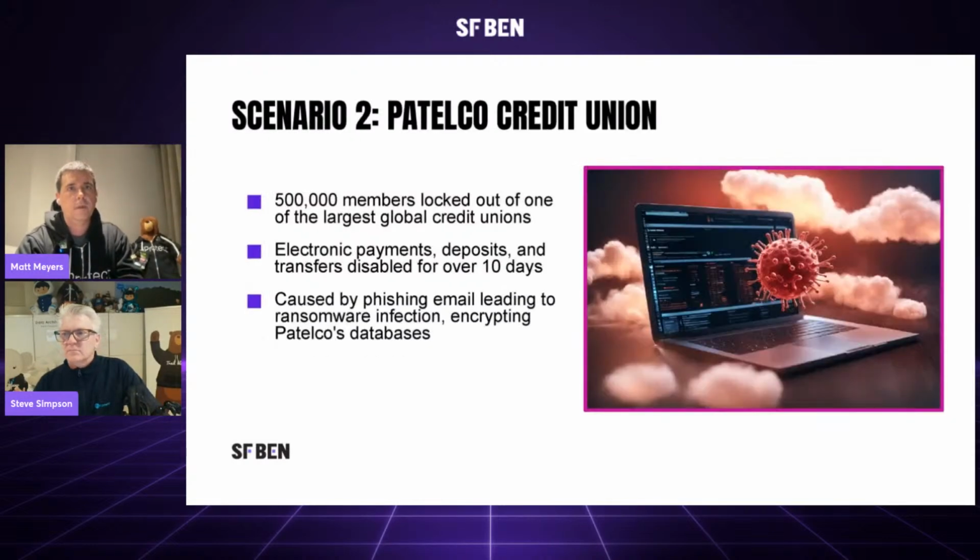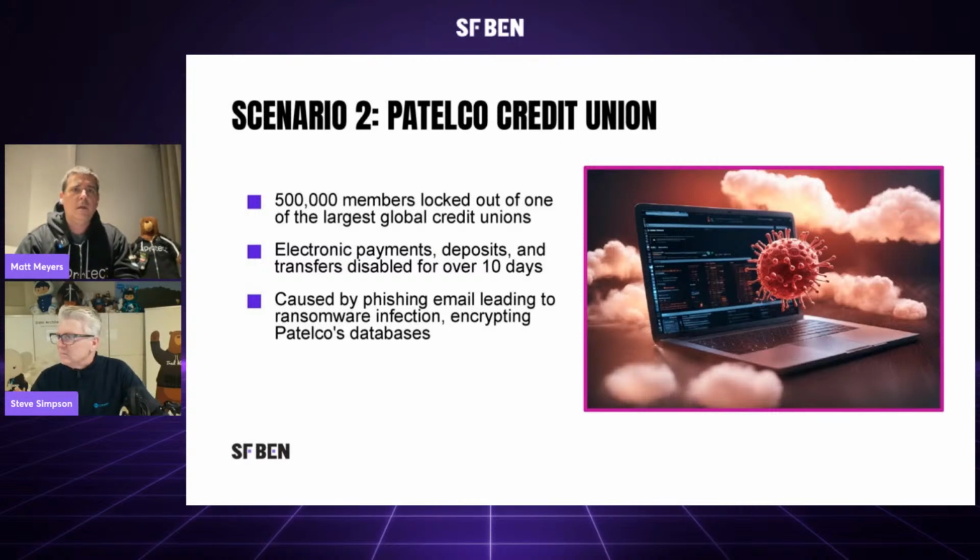All right, going to scenario number 2. This is something that happened recently. I think it was a news article that was released around July 2nd about this. I don't know the exact date that this happened, but this was actually a phishing attack where someone targeted Patelco Credit Union, and one of their employees had clicked on a link that had a phishing URL.